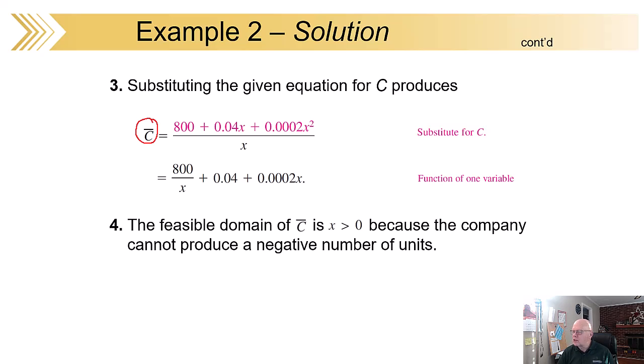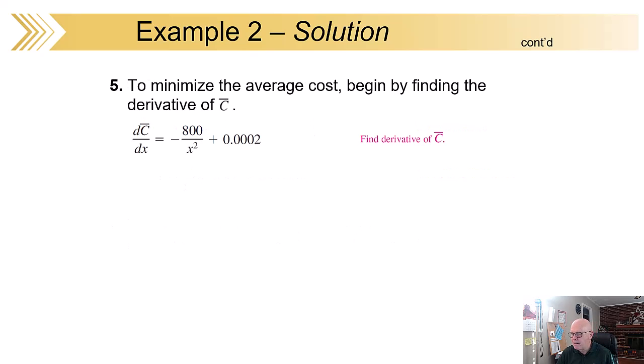The feasible domain: X has to be greater than 0 because you can't produce a negative number of units. What's a negative number of TVs, for example, or a negative number of lights? Pretty silly, right? But when you're talking about the X's, it's good to know what X's are available when you're working with it mathematically. So here's our derivative.